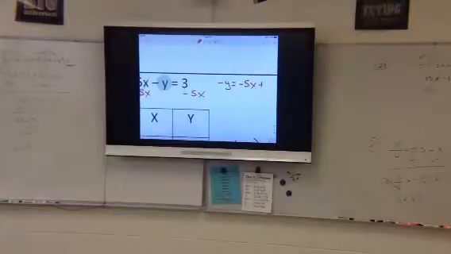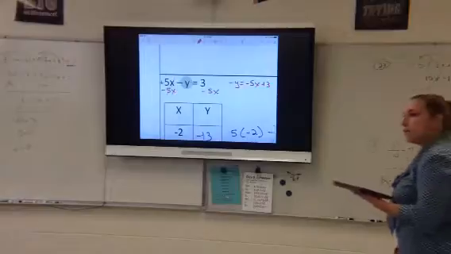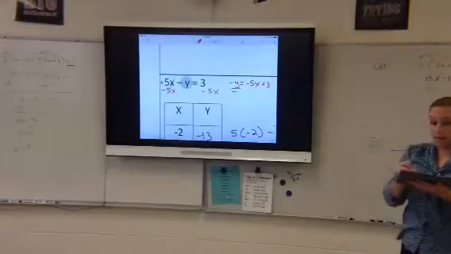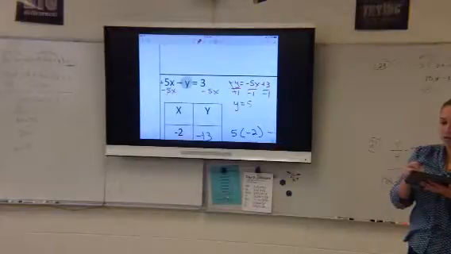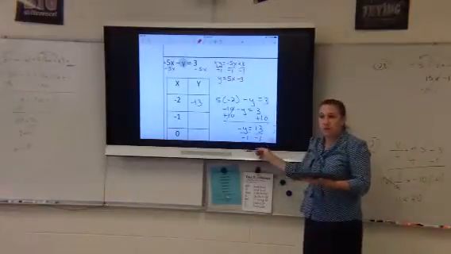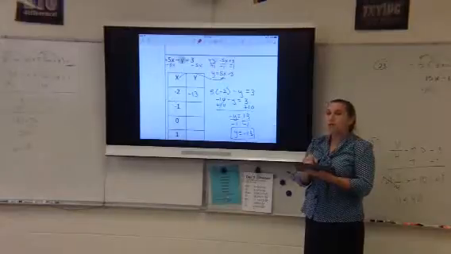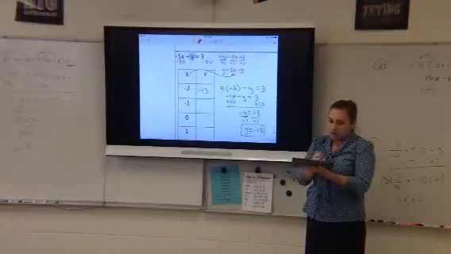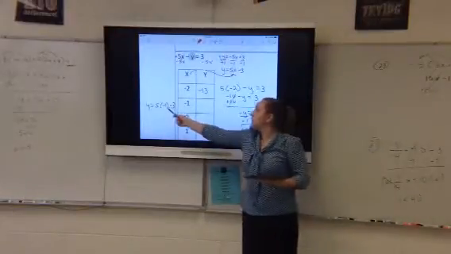And then what would our last step be to get the y all by itself? Divide by negative 1, right? Divide everything by negative 1. So y equals 5x minus 3. Now, instead of solving this equation out 5 different times, I can just plug in right there. If I do y equals 5 times negative 1 minus 3, what is 5 times negative 1?